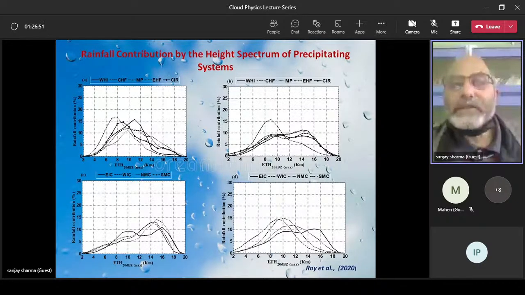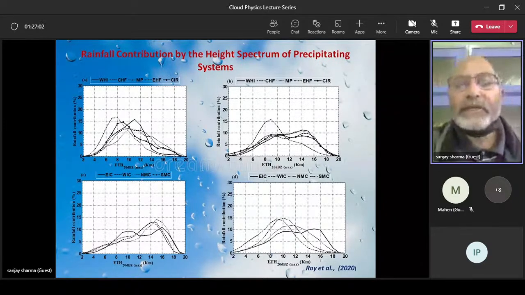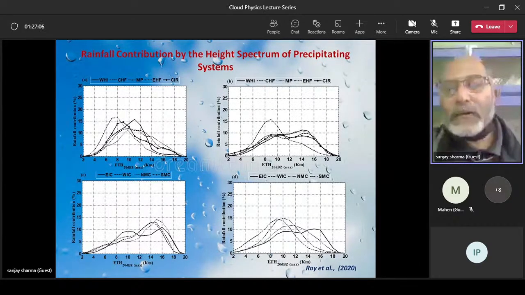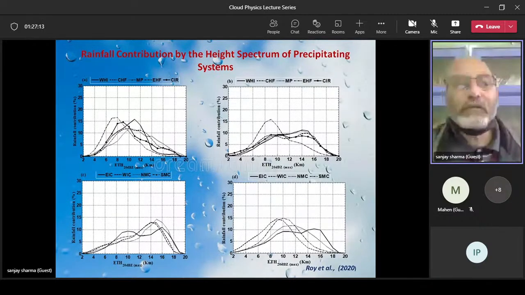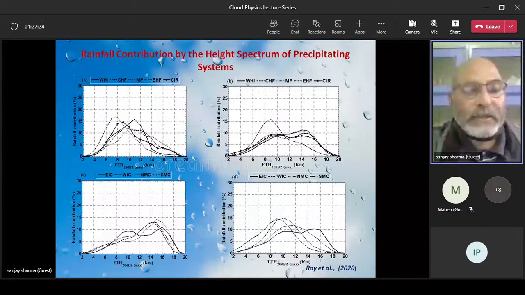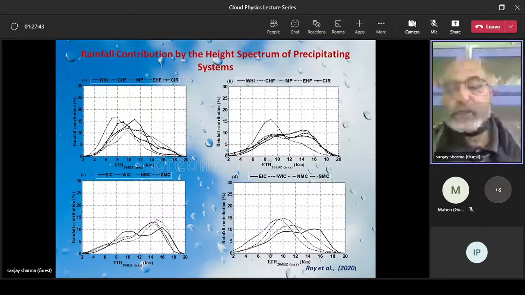For the dash plot, EHF, the maximum value is for the lower height, 20 dBZ. That is around 8 kilometer during pre-monsoon, and about 8.5 kilometer during monsoon. This is the Eastern Himalayan foothill in the northeastern part. If we compare it with eastern India, where we have taken the East Coast, EIC, which is the solid line, we can see the maximum rainfall contribution is by 16 kilometer during pre-monsoon, and during monsoon also it is around 16 kilometer.